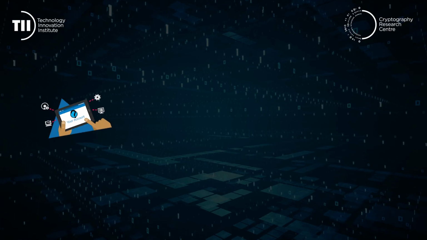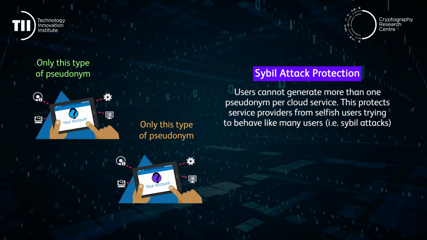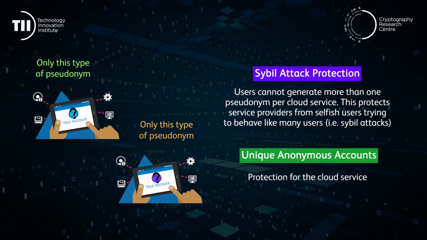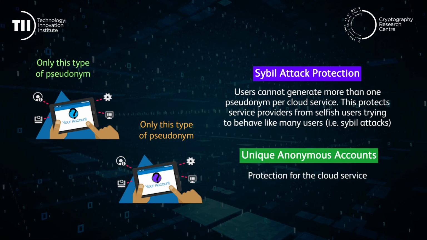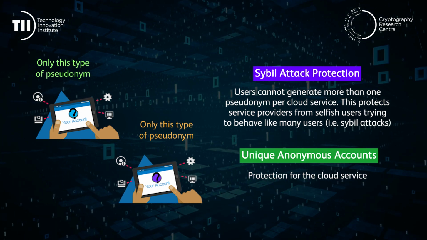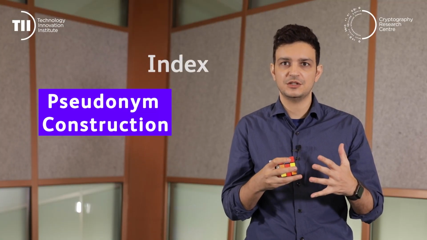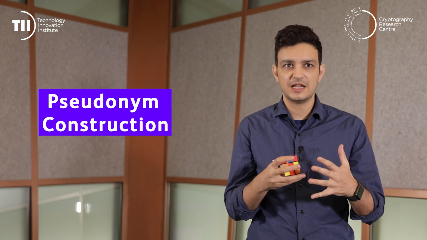Another relevant factor that we must consider is that if we have a system where many pseudonyms can be obtained with only one credential, then a single user could create several anonymous accounts in the same cloud service. This would enable a user to behave like many users towards a specific cloud service, which is known as a Sybil attack and can have deleterious effects for cloud services. To solve this issue, our system embeds indexes in the pseudonym construction, so that users can only generate one pseudonym per index value.